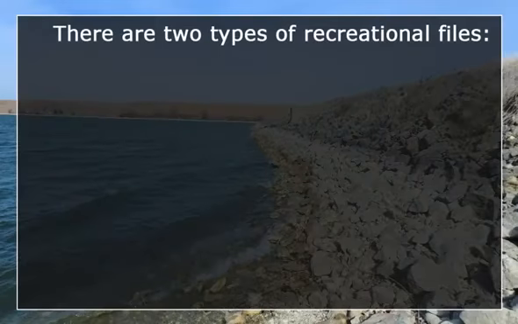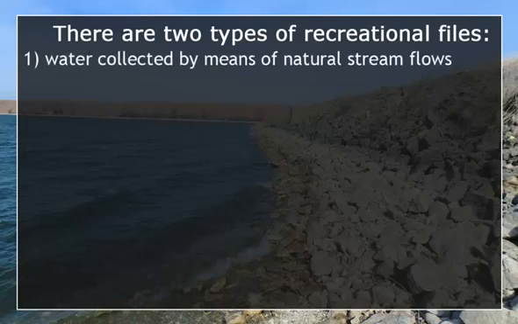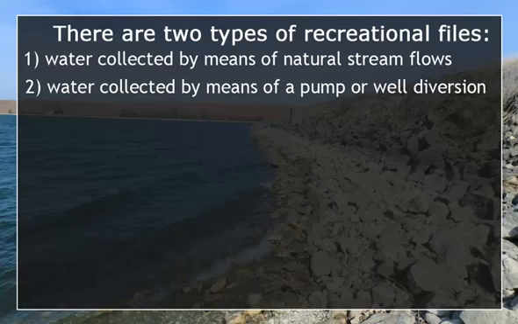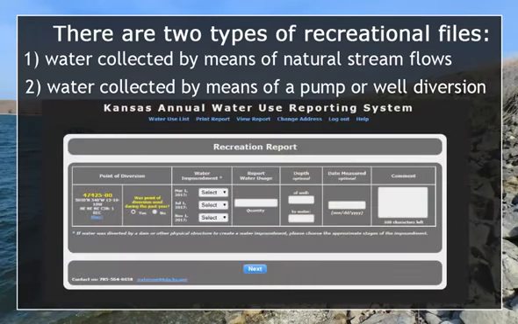There are two types of recreational files. 1. Water collected by means of natural stream flows, or 2. Water collected by means of a pump or well diversion. For recreational uses that involve a reservoir, you will need to provide information about the water levels in your reservoir for the previous calendar year. The file number and point of diversion information are located in the far left column. The point of diversion for natural stream flows is the center of the dam. Optionally, you can add an alias to this point of diversion to help you identify it quickly in future reports.